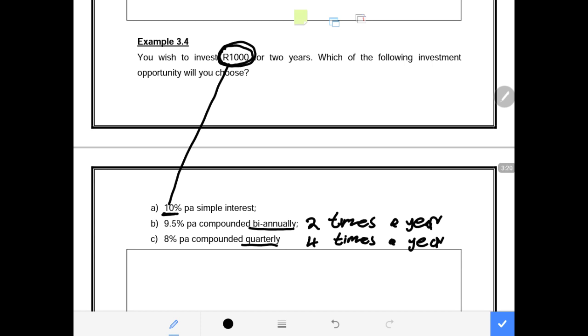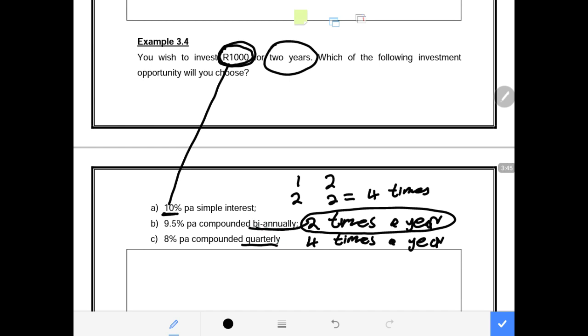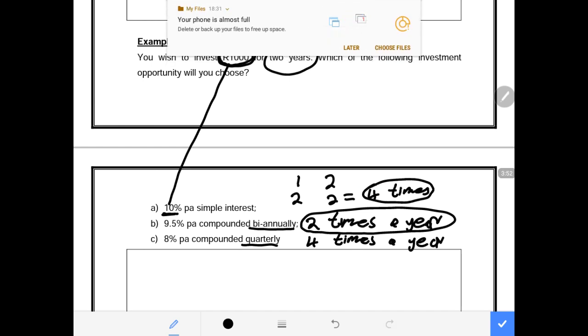So now that means in scenario B, if the amount is invested for 2 years, and it's 2 times a year, that means in year 1 it will be 2 times, in year 2 it will be 2 times. That means the interest will be compounded 4 times over the period of the investment. In the case where the interest is compounded 2 times a year, which is half yearly or biannually or 6 months, we said that will be 4 times.